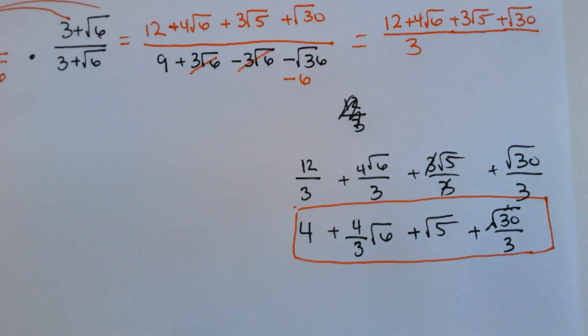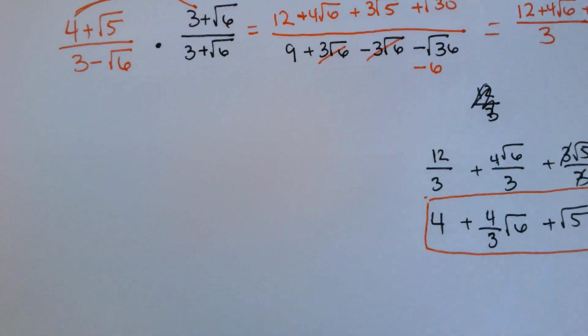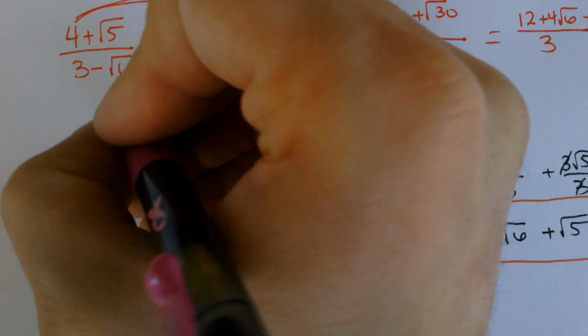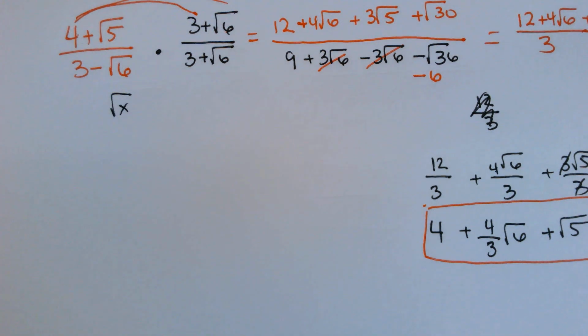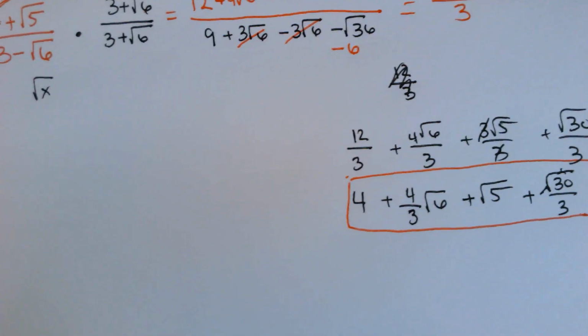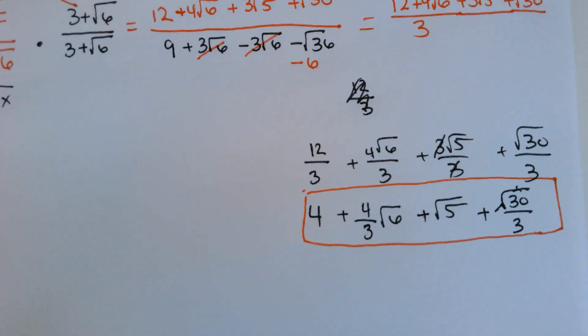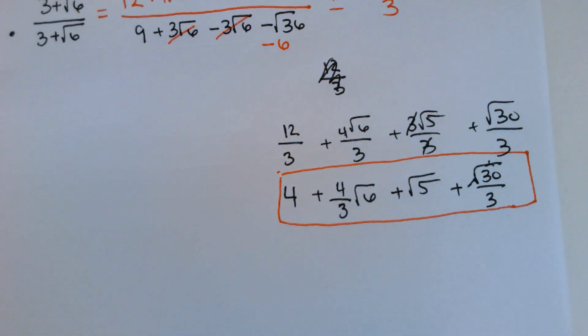Okay? Now, this process still works even if that 6 were just like the square root of x. Like all of that remains the same. Do not be intimidated if that is the case. It changes to an x. And in fact, it sometimes works out a little bit better because you don't have as much simplifying to do afterwards.